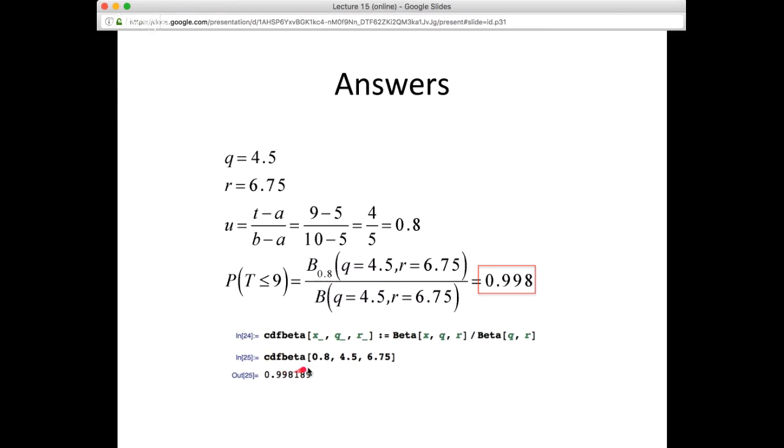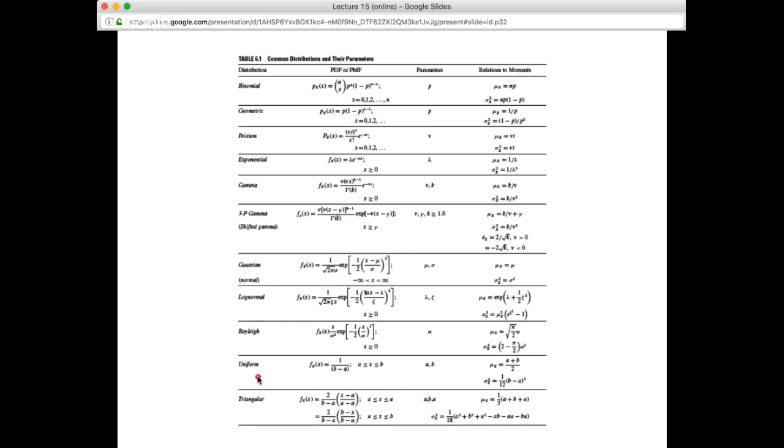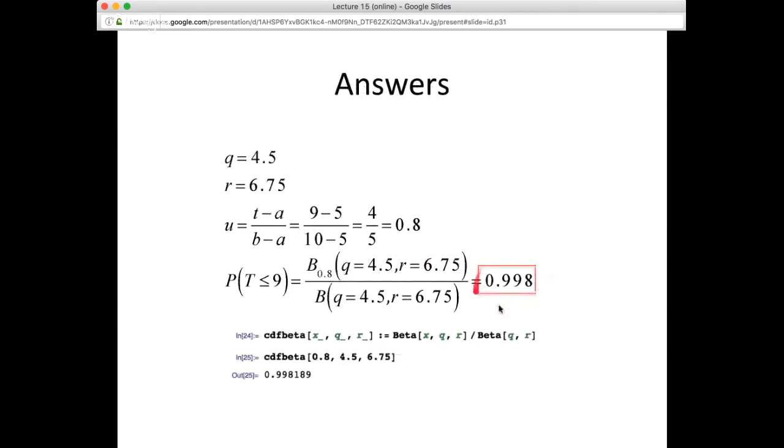And then if I evaluate that CDF beta function for a u of 0.8, or x in this case, 0.8, q of 4.5, and r of 6.75, I get 99.8%. And so that's the answer. Basically, the probability that the job will be completed in less than or equal to 9 days is 99.8%, according to the beta distribution.